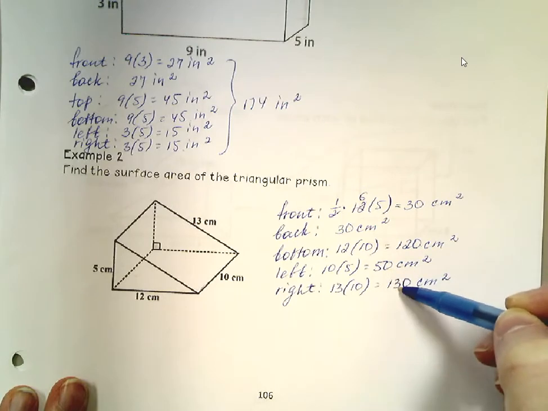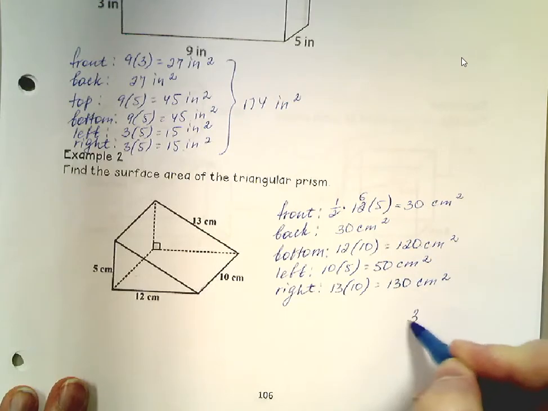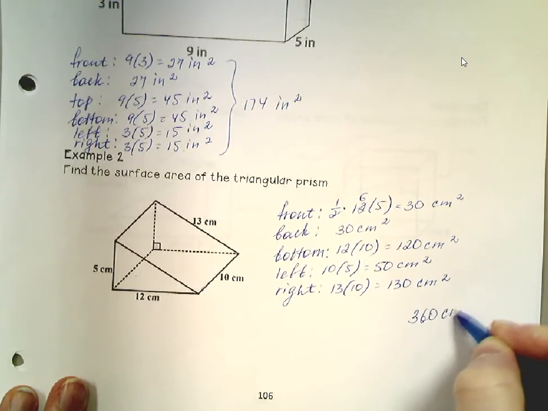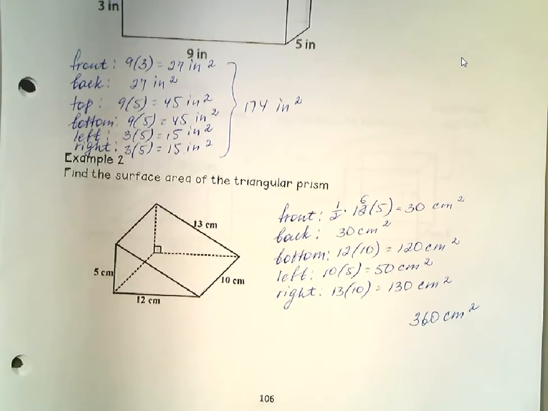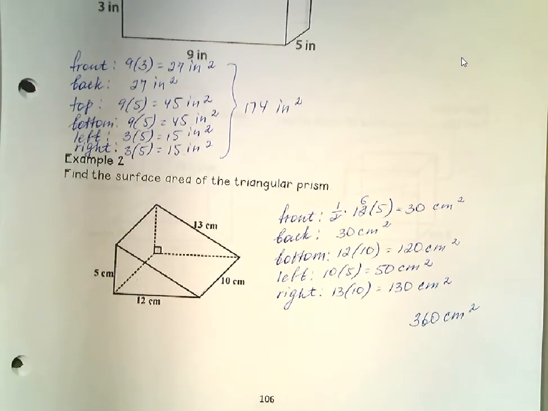230 and 130 is 360 centimeters squared. Okay, just give me a minute to check it very quick. 60 and 120 and 50 and 130. Yes, 360 centimeters squared. Okay, next one we have trapezoidal prism.